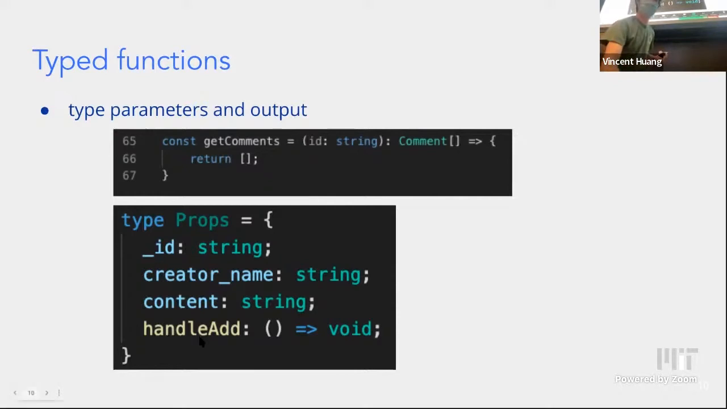And similarly, if you have an anonymous function, you can define it like this. So this is saying it takes no inputs, and then it returns void as an output. And that's another way to get the type of a function.